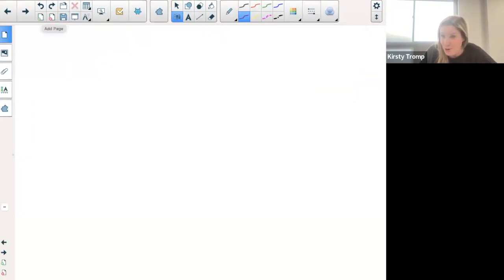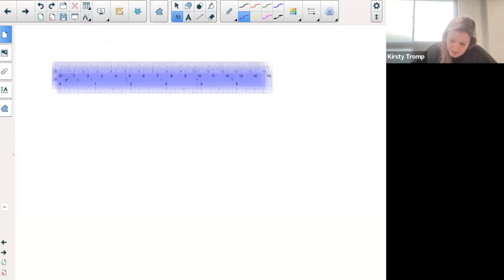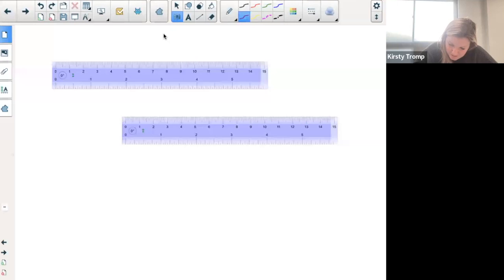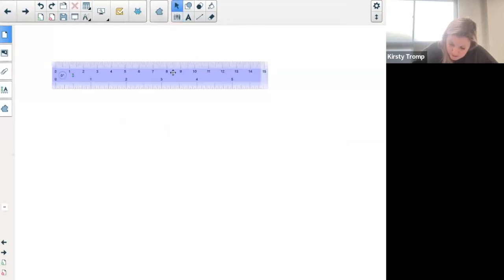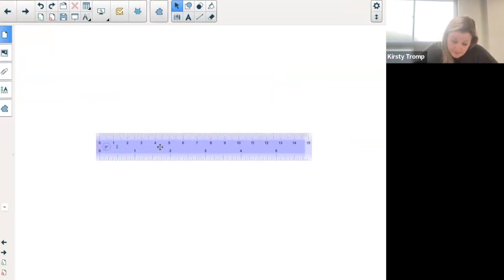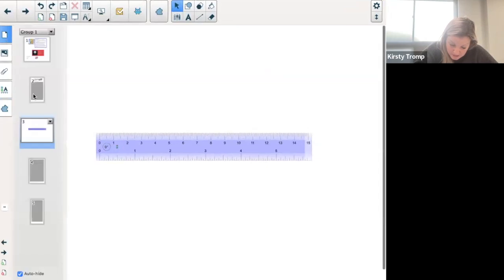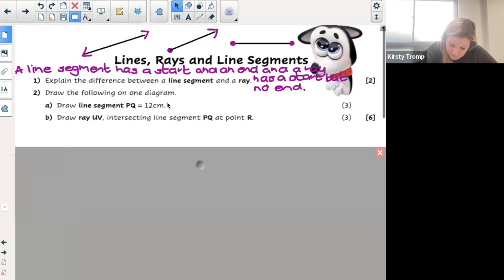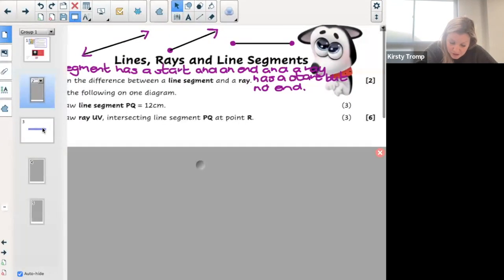I'm going to go get a new piece of paper for myself, and I'm going to go get my ruler. It might be helpful to only have one ruler. All right, so here's my ruler. Let's see what it said again. I need to draw a line segment PQ of 12 centimeters. So let's go draw that first.